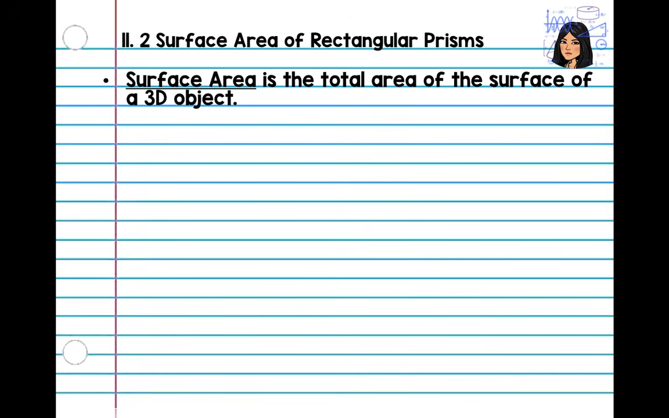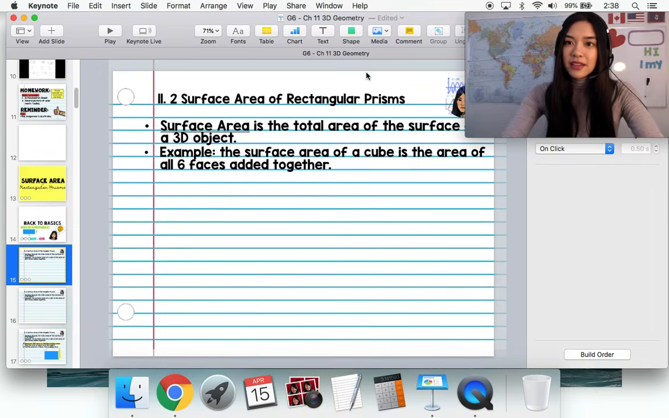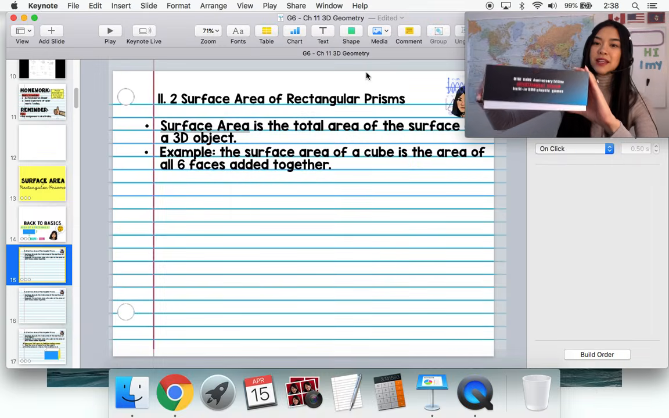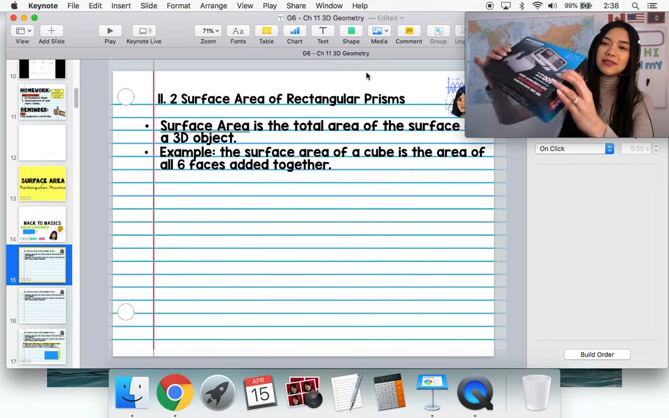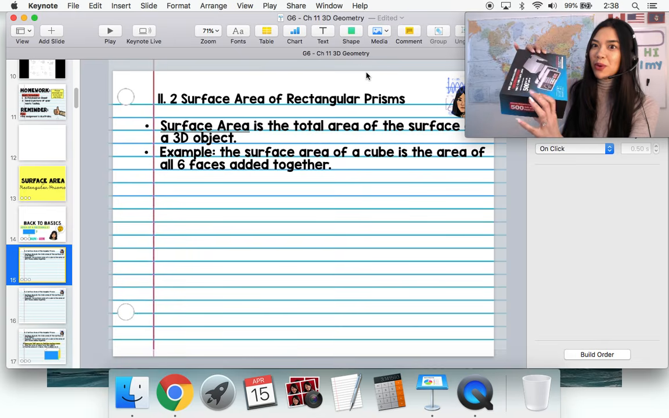So let's just go into surface area. Surface area is the total area of the surface of a 3D object. All right, so I'm going to show you, just a second. Okay, so here I have a rectangular prism. It is an old video game, super old video game box.